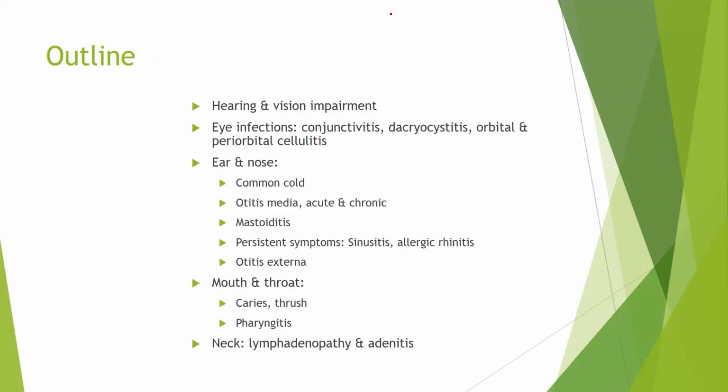So the outline is basically we're going to talk about some hearing and visual problems. We're going to go over some common eye infections. We'll dive into the ear and the nose, as well as the mouth and throat, and then finish up with a little bit of lymphadenopathy and adenitis and some things that we want to make sure that we don't miss.